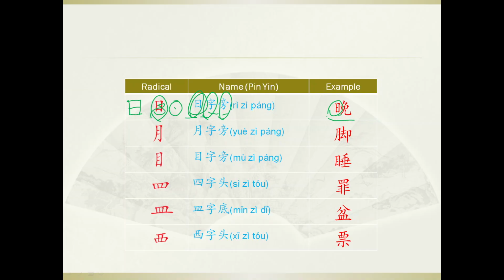Next, 月字旁, moon. So again, this radical is exactly this word, and it looks like a moon too. And usually sits aside of a word. Let's write it.